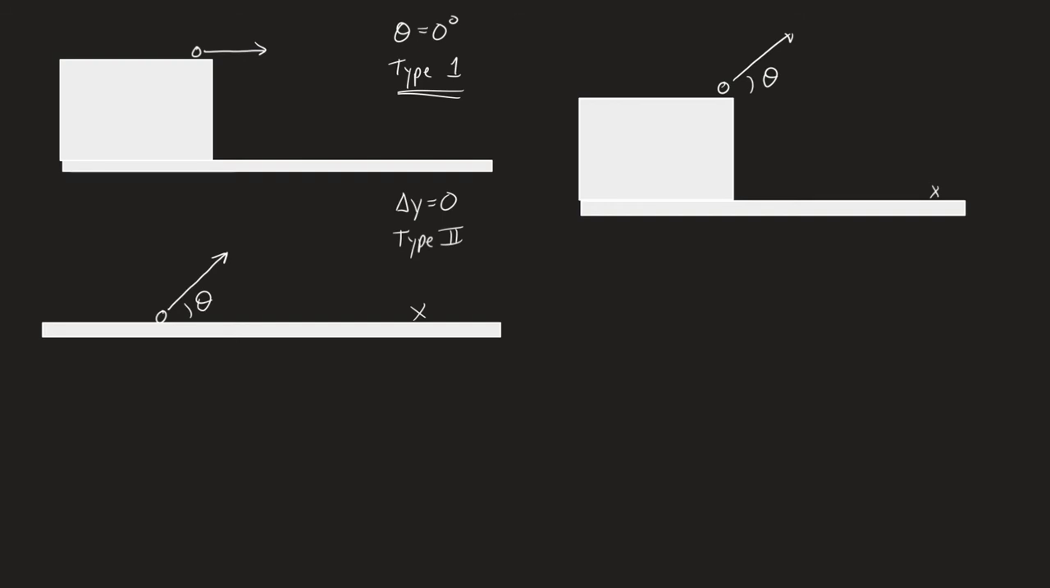Now, I want to do these kind of in order. I'm going to do a type 1 problem, a type 2 problem, and a type 3 problem. And I'm going to talk about some variations of each. So let's start with a type 1 question. And we'll make it super simple to get us started.